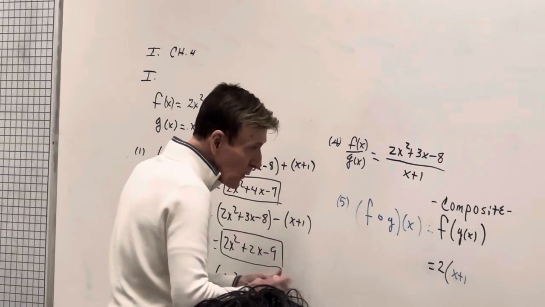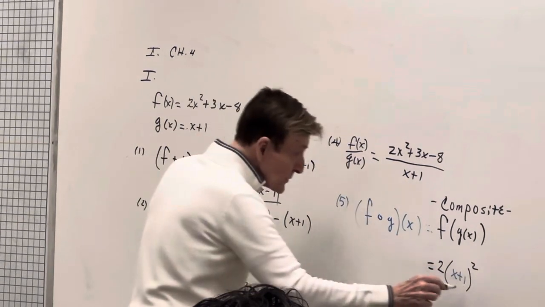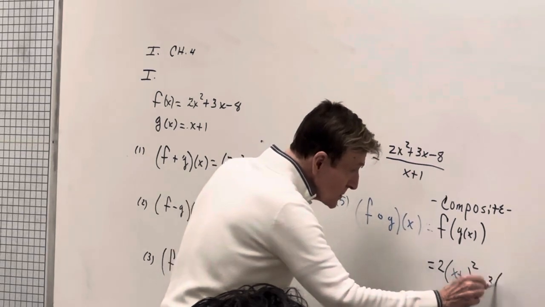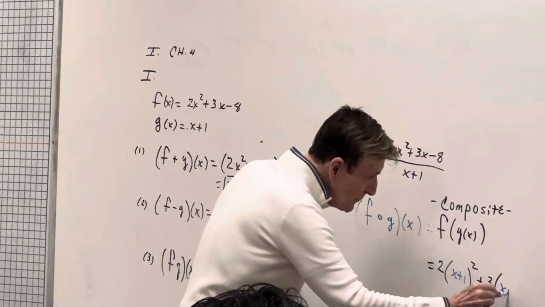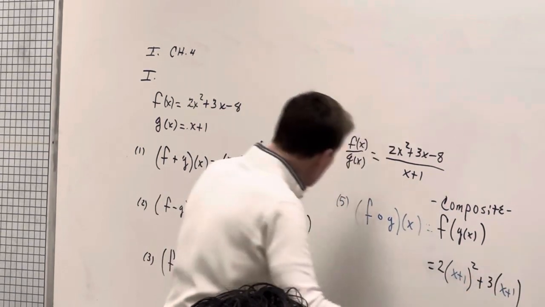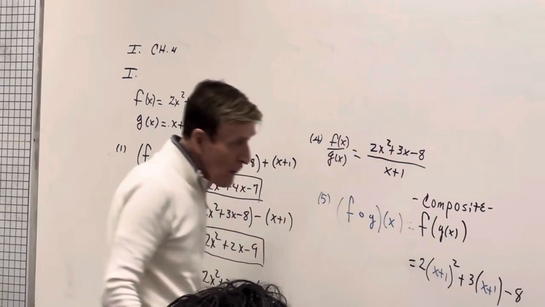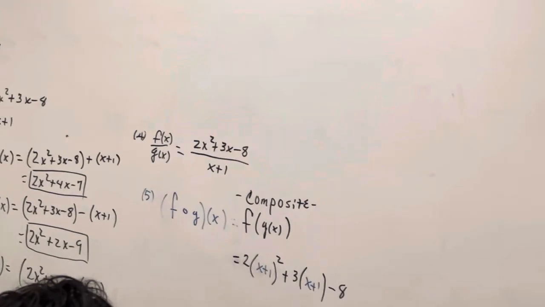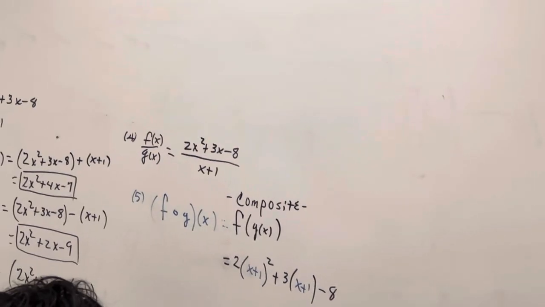That's being squared. And then plus 3 times, again, here goes, we're putting in g, x plus 1. Close that up. Subtract 8. Go to my f function and replace all those x's by g of x. Replacing one function into another function.